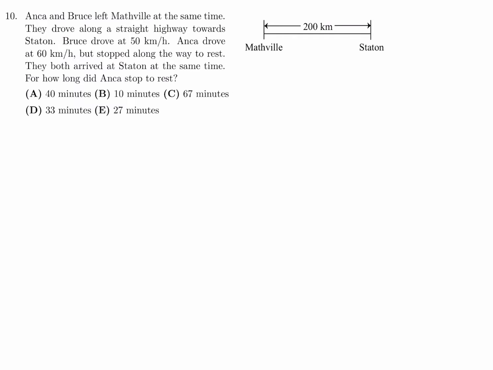Anka and Bruce left Mathville at the same time. They drove along a straight highway towards Staten. Bruce drove at 50 kilometers per hour. Anka drove at 60 kilometers per hour, but stopped along the way to rest. They both arrived at Staten at the same time. For how long did Anka stop to rest? Well, we will use the formula speed is equal to distance over time, or time is equal to distance over speed.